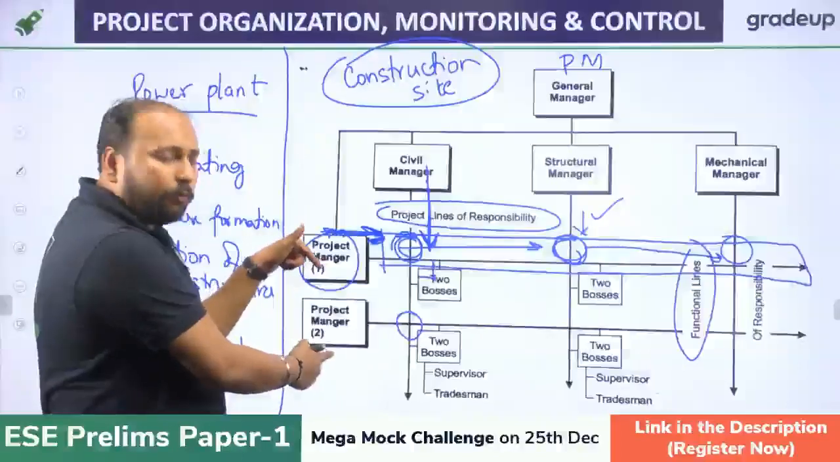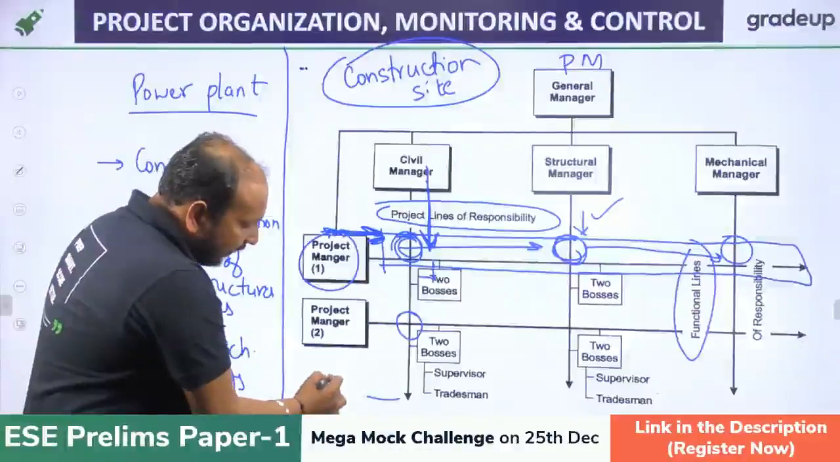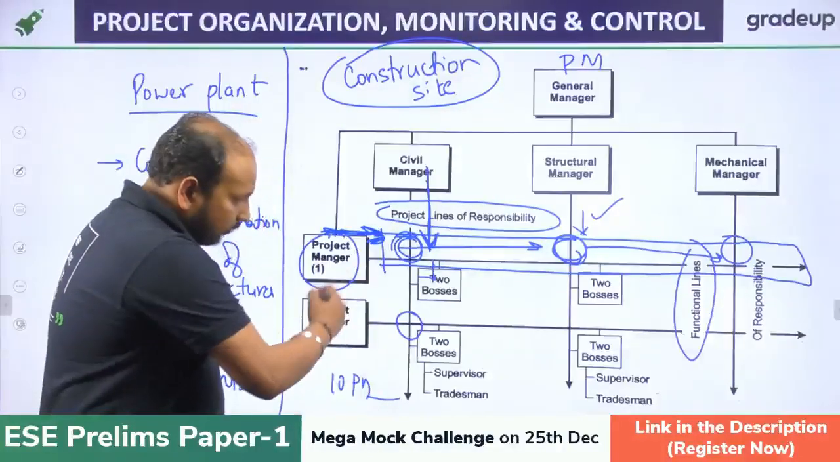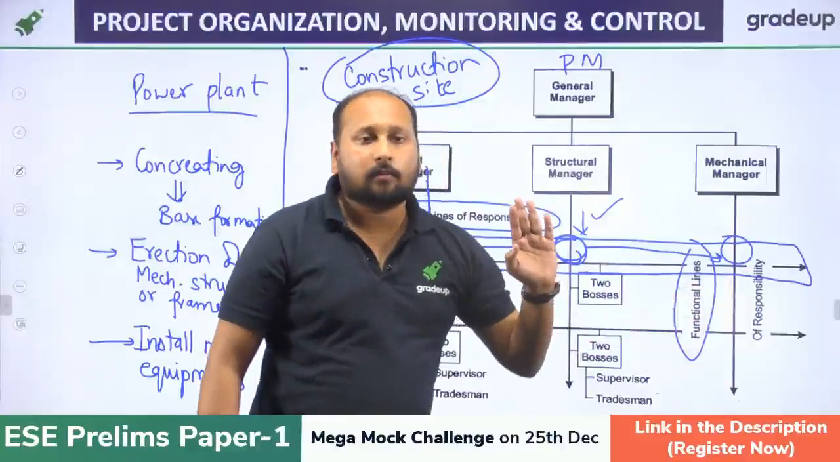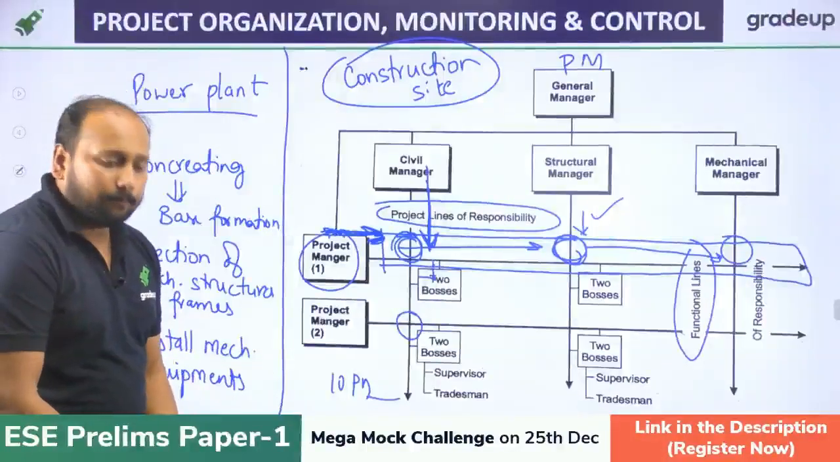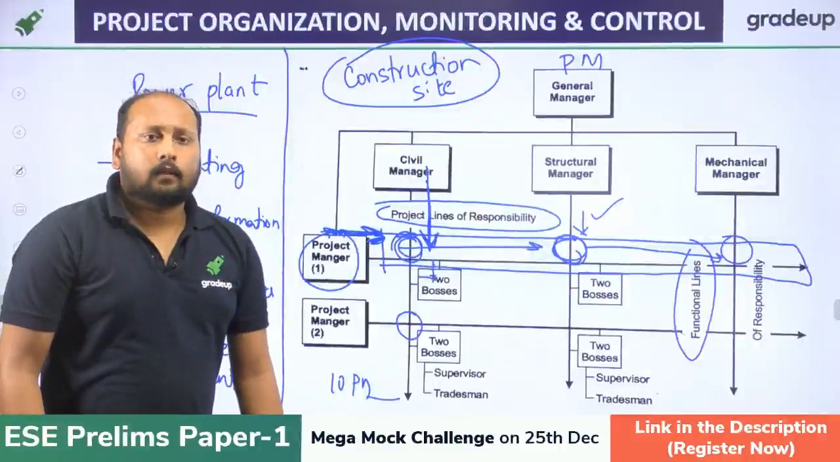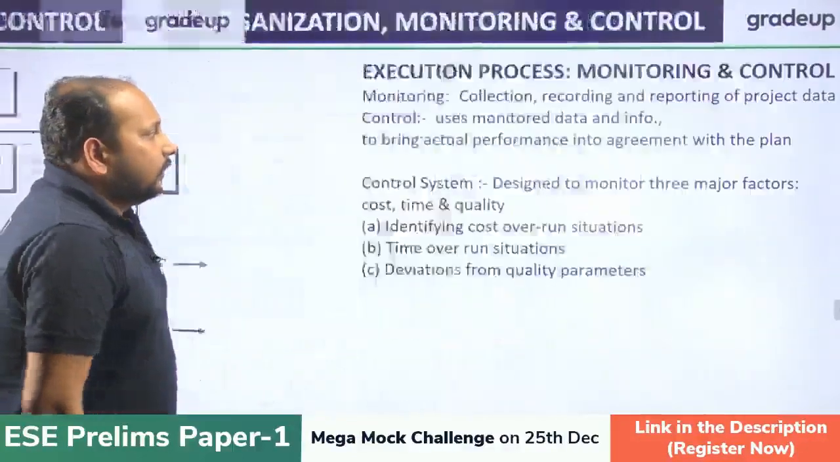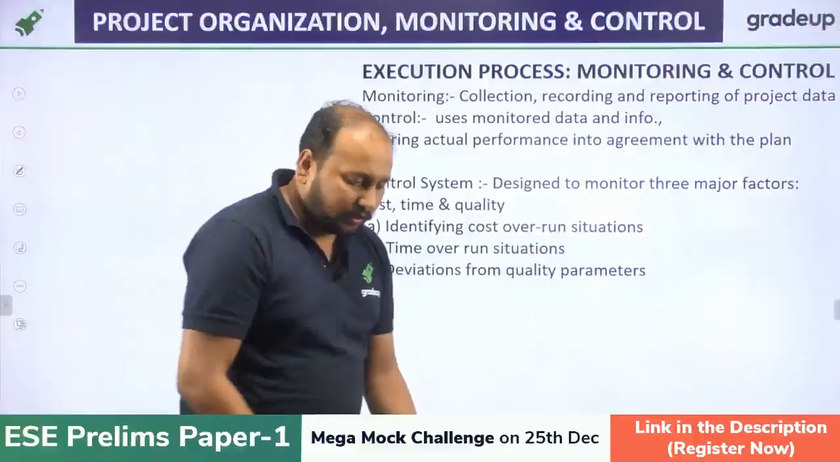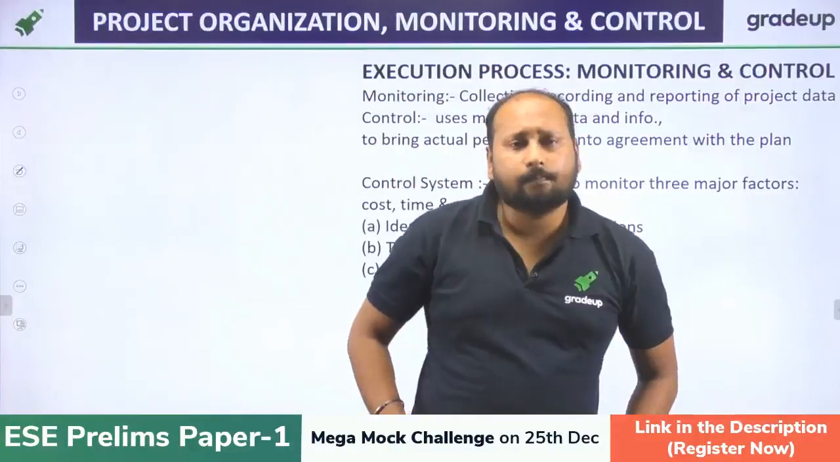Now I have taken only 2 project managers. In this case, we'll be having like 10 project managers who will be taking care of the functional line of responsibility. Clear? Now it's clear? Okay, Vijay? Now, this was project organization.